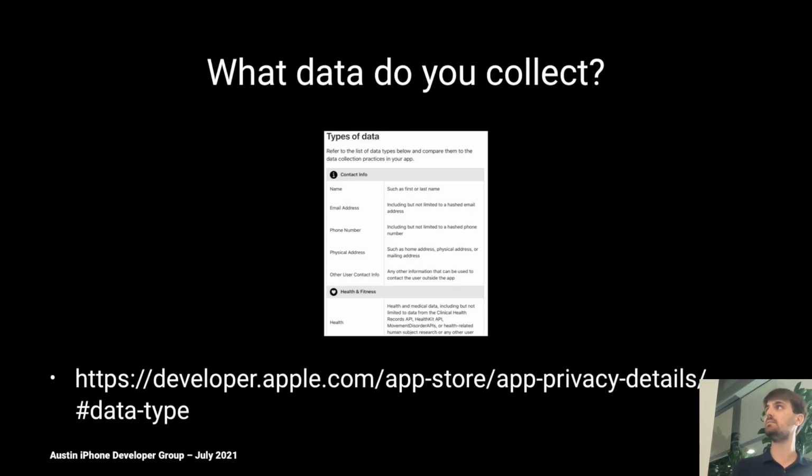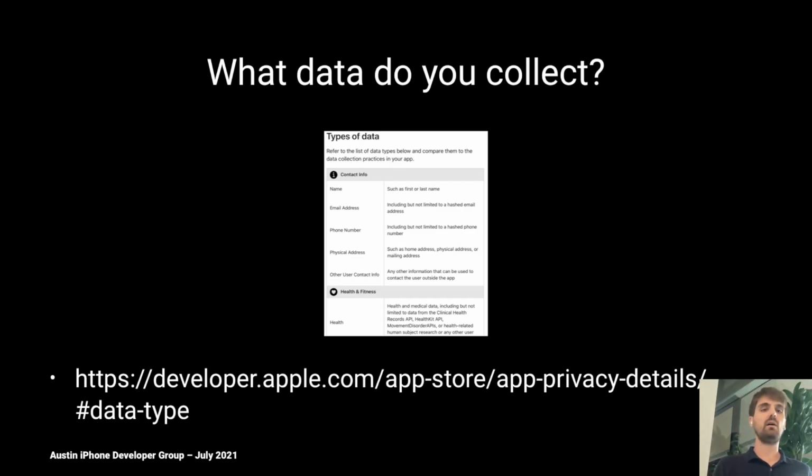Apple has a list of what they think are all the different types of user data. So here's a little screenshot of part of that page, but it's on developer.apple.com/appstore/app privacy details. And there's a section called types of data. And so you can read through that.